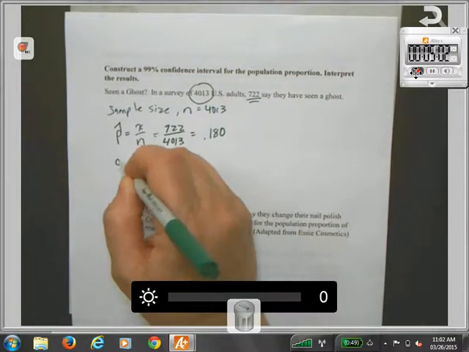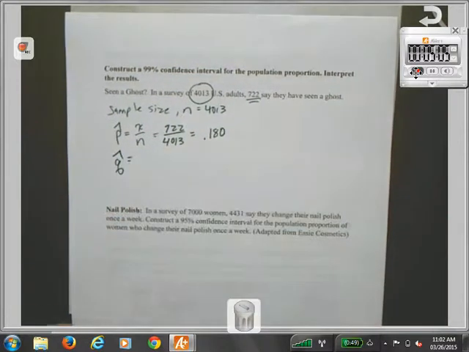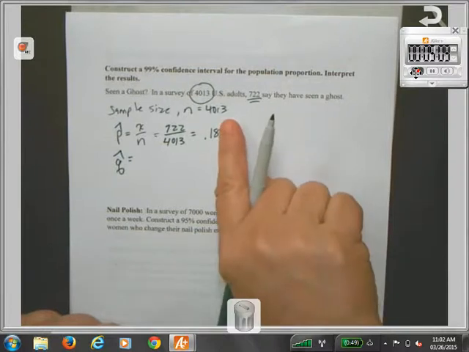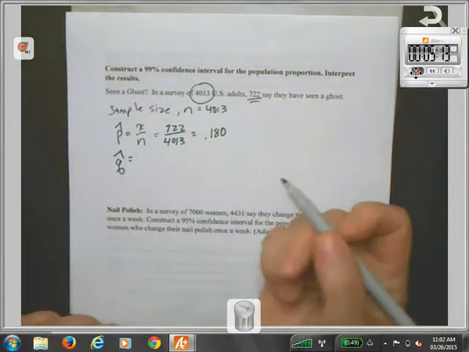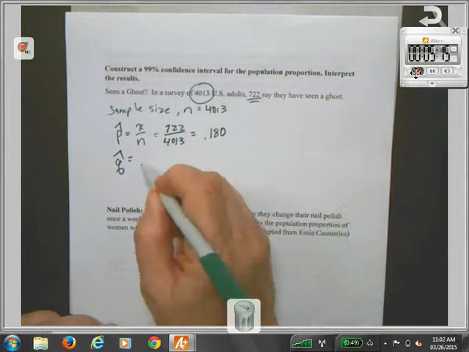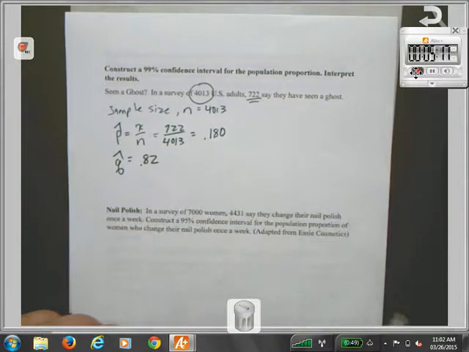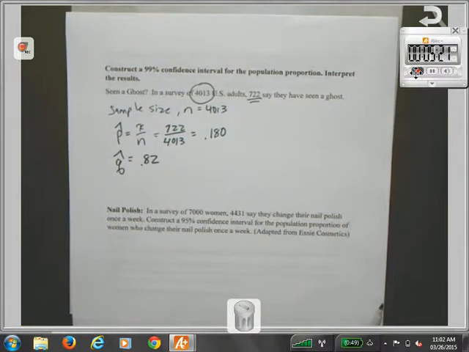If that's P hat, Q hat is just the complement of that. So really that's 18 or 18%. So Q hat is going to be 82%, or 0.82. So we have almost all the numbers we need. We have N, we have P hat, we have Q hat. Now we need to talk about Z.